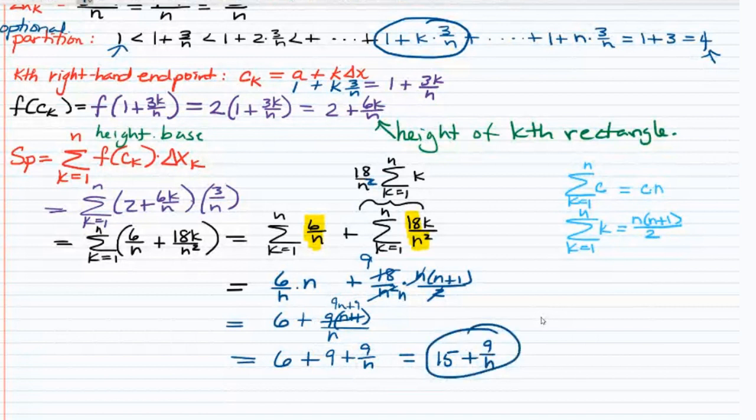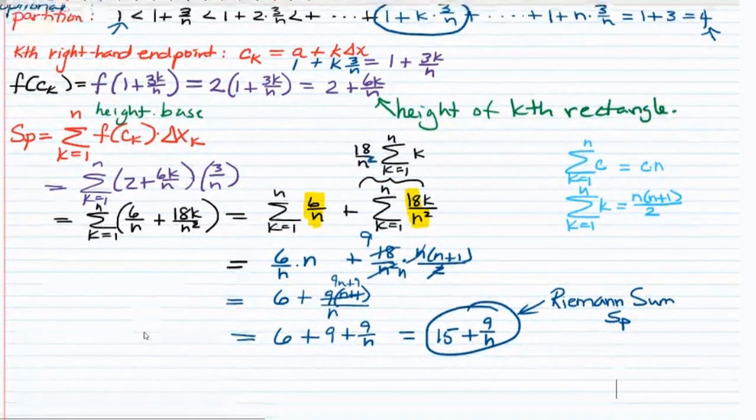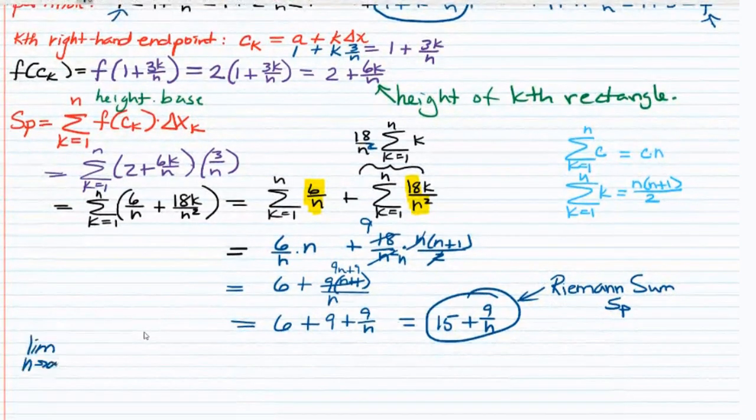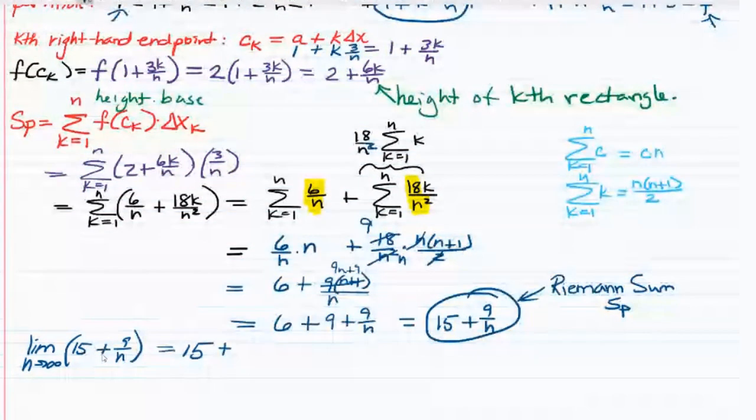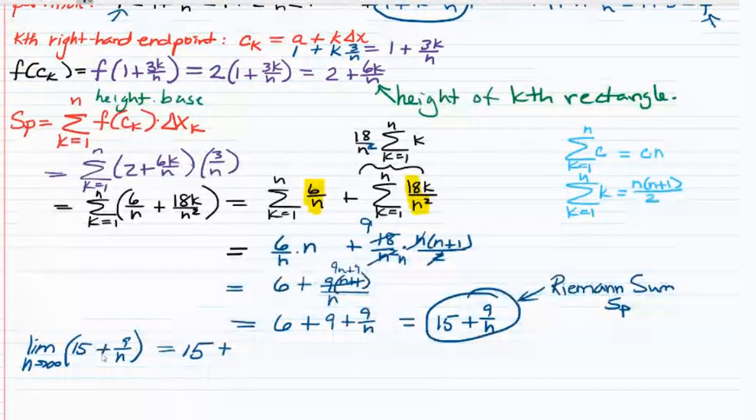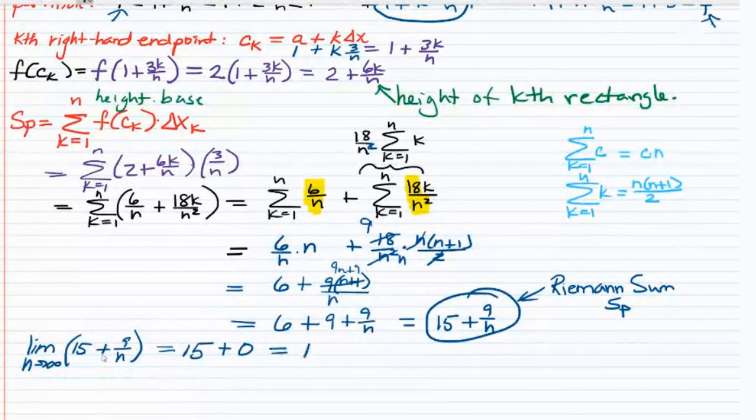That's just the first part of the problem. This is the Riemann sum, S sub p. The second part is asking us to take the limit as n goes to infinity. In other words, as the number of rectangles increases without bound, what is the area going to turn out to be? What is it approaching? The limit as n goes to infinity of 15 is just 15, and the limit as n goes to infinity of 9 over n is 0. So the total is 15.